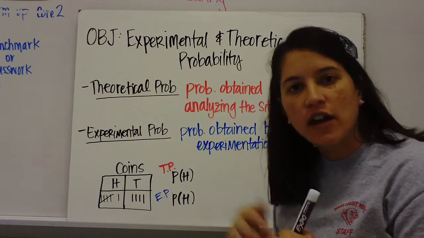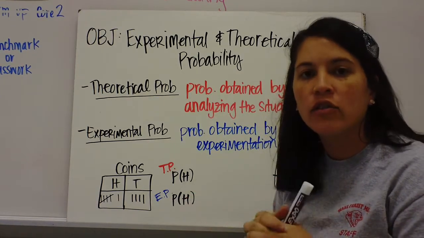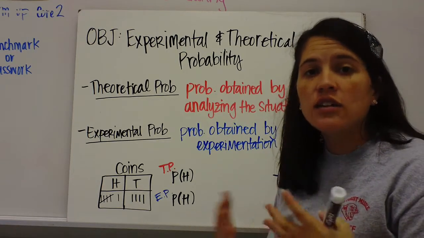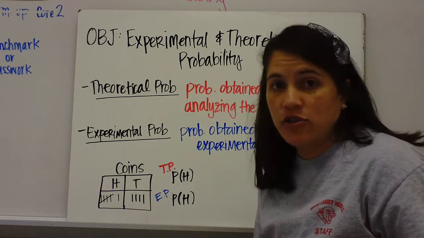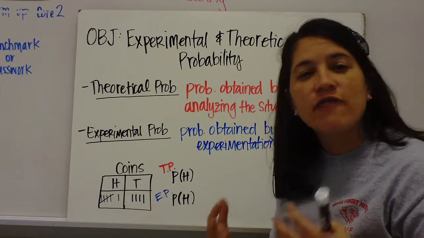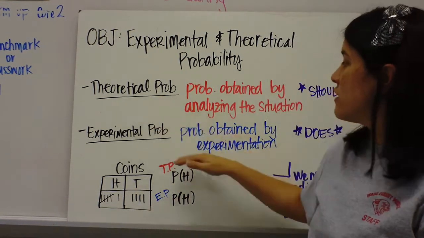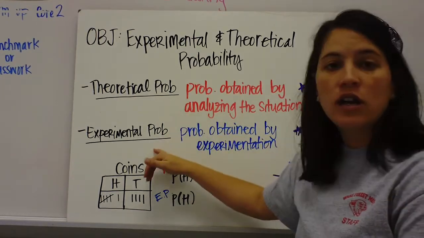Experimental and theoretical. I know last year you went over experimental and theoretical, so the purpose in 7th grade now is using experimental and theoretical to make a prediction. It's not necessarily just finding the experimental and theoretical, but using it to make a prediction. So here are the definitions for theoretical and experimental.